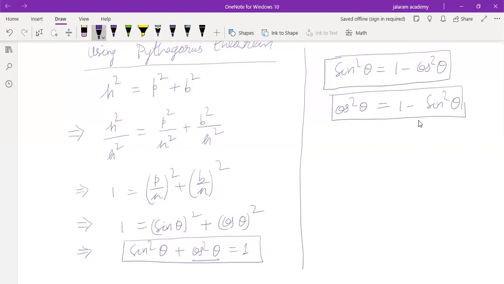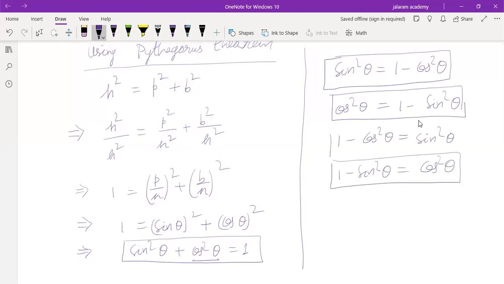Again, we have to learn them from other sides also. Whenever there is 1 minus cos square theta, it will be replaced by sin square theta. Whenever there is 1 minus sin square theta, it will be replaced by cos square theta. So all these are the forms of sin square theta plus cos square theta equals 1. And we have to keep all these forms in mind to prove the trigonometrical identities.